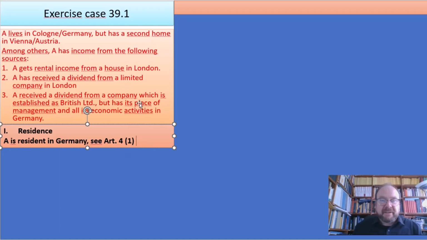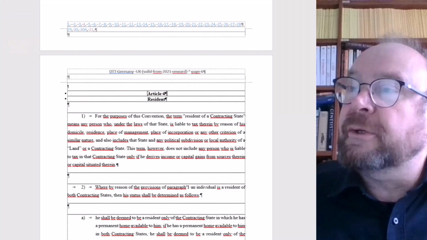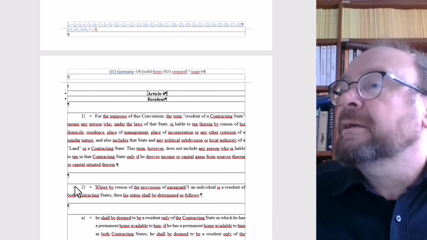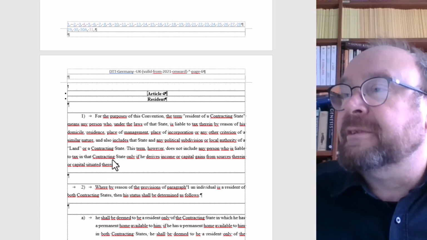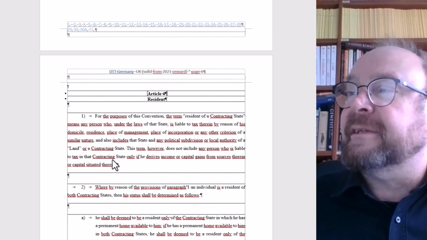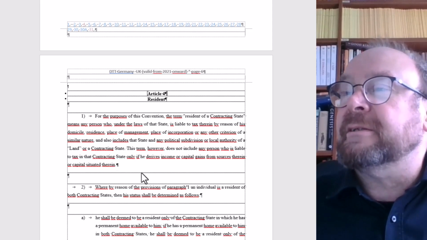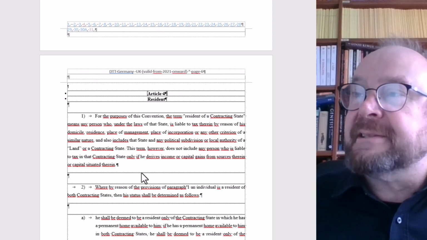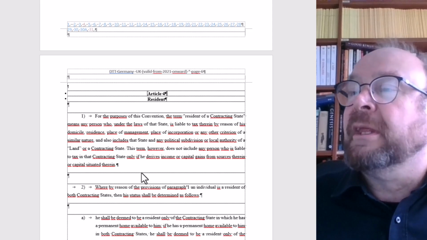However, we have to check if 4.1 of the OECD model is really and actually 4.1 of the UK treaty, and if it has the same wording and meaning. So let's have a short look there. So here it is, the UK treaty, Article 4. A resident. For the purposes of this convention, the term resident of a contracting state means any person who, under the laws of that state, is liable to tax therein by reason of his domicile, residence, place of management, and so on. And that would mean, yes, our German taxpayer is resident in Germany.